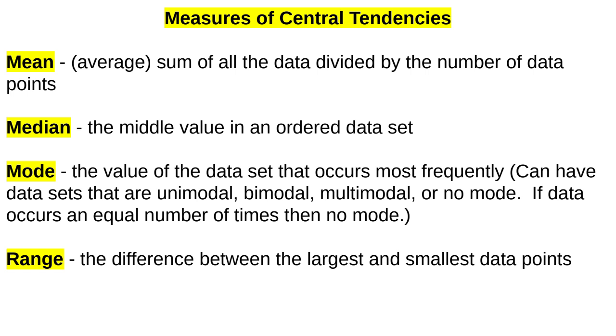The mean, which is a fancy word for an average, can be found by adding up all of the data points and dividing by the number of data.